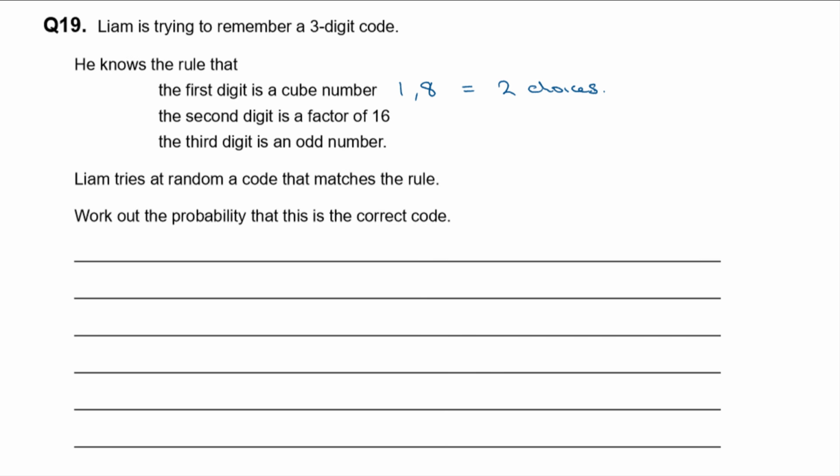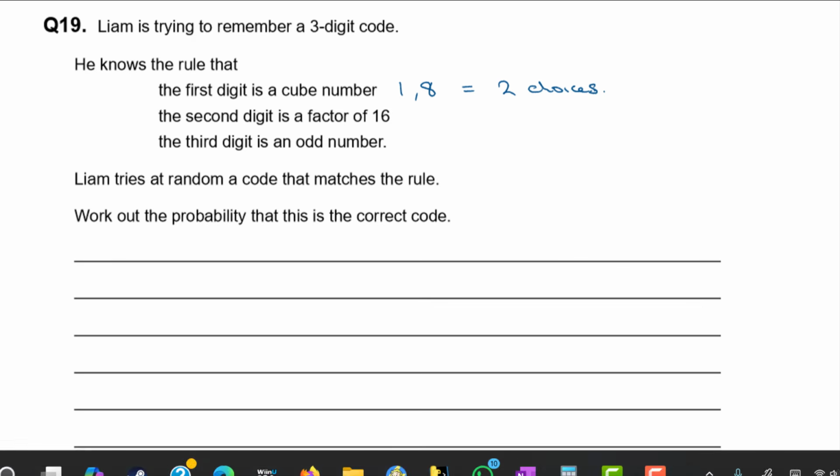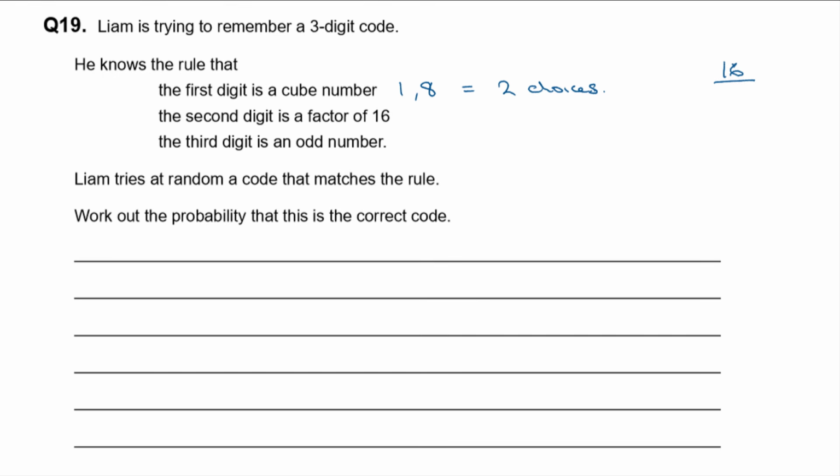The second digit is a factor of 16. What are the factors of 16? I've got 1 and 16, 2 and 8, and 4, and that's it. So that's 5 different factors, but only 3 of those are 1 digit, aren't they? So I could pick 1, I could pick 2, I could pick 4. So there are 3 choices for the second digit.